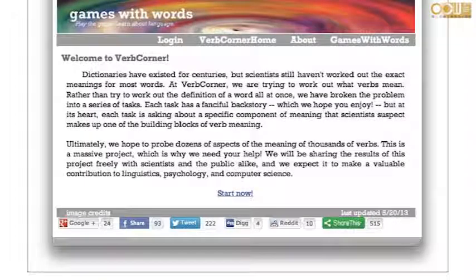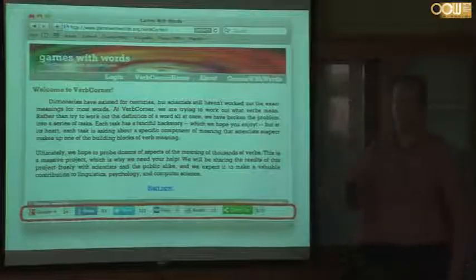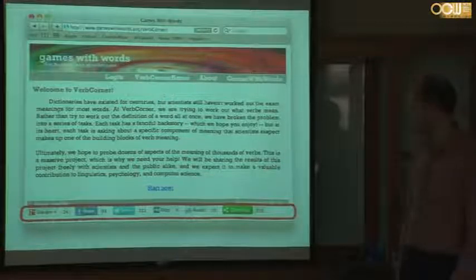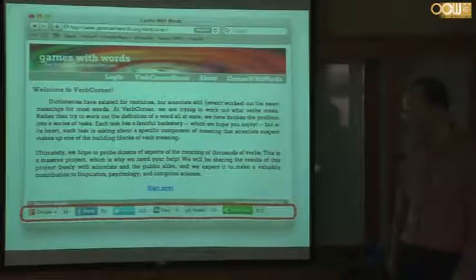So actually, if you go to the website, this is the main page of the website, you may notice at the bottom there are all these social media buttons that you can click to tell your friends about the website, and people actually do this, which is great. So they do some of the work for us in advertising.